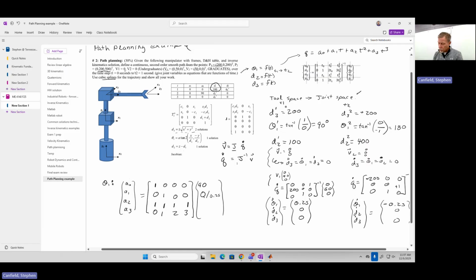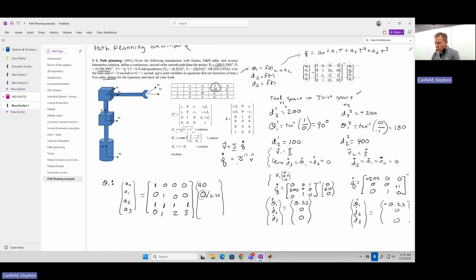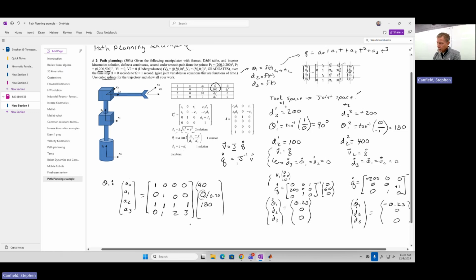I'm going to start by solving for the 0 case, but if you're solving it for the non-zero velocities, you plug in that value. Then I need Q at time 1. So theta 1 at time 1, which I'm calling T2, is 180. And then finally Q1 dot at time 2, which is 0 for the 0 case, or negative 0.25.